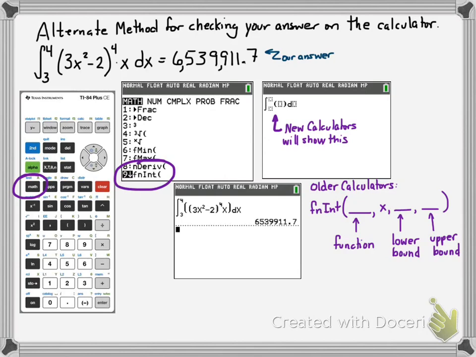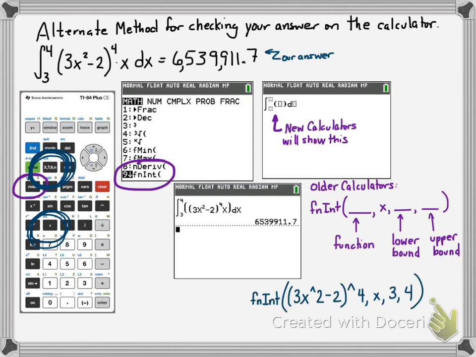The first thing I want to do is fill in the function, and then a comma, and there's a comma button right above the 7 on your calculator. And then the x, which I can get from the variable key, the same x that I use when I'm graphing. And then another comma, and then my lower bound, a comma, and then my upper bound, and then close the parentheses. For our particular example, that would look like fnint of (3x squared minus 2) raised to the 4th, comma x, comma 3, comma 4, and then you hit enter, and it should give you the same final answer.